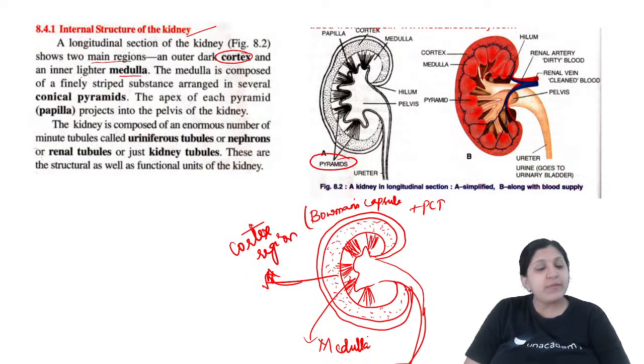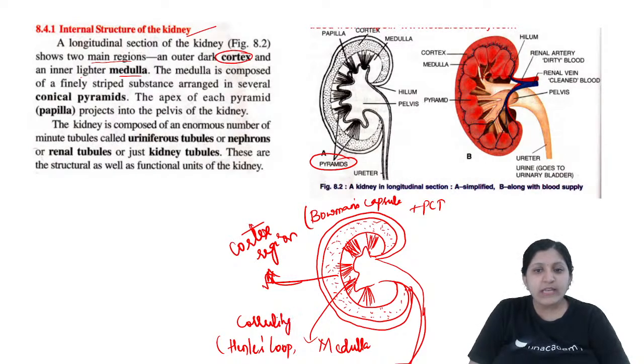Okay, so at the medulla, what do you find? You will find the structure of, maybe I can write it over here itself. It is Henle's loop. There is Henle's loop, and also the collecting duct. The collecting duct is where the urine collection is done, right? So that you will find in the medullary region.